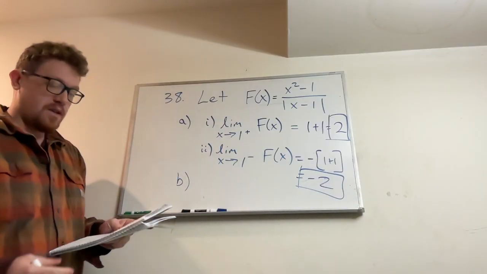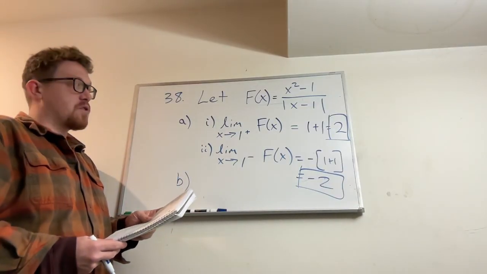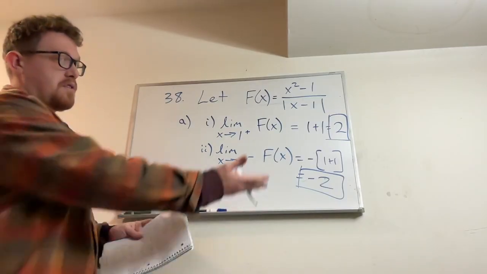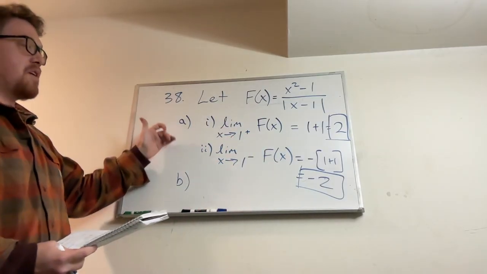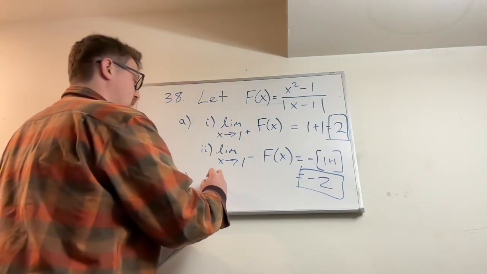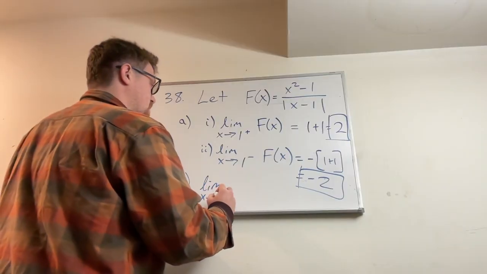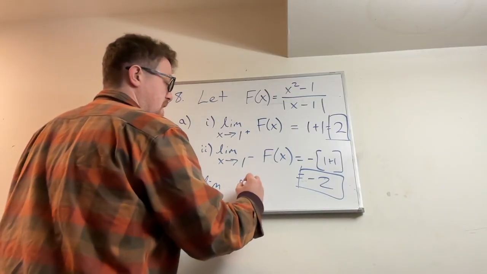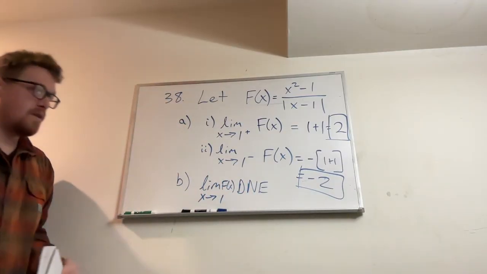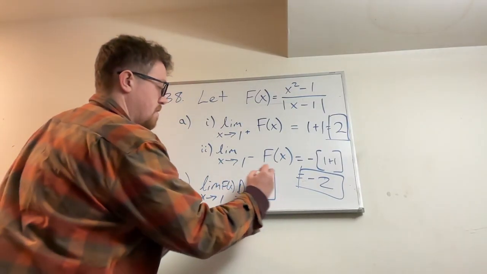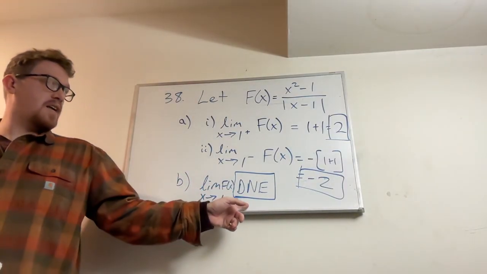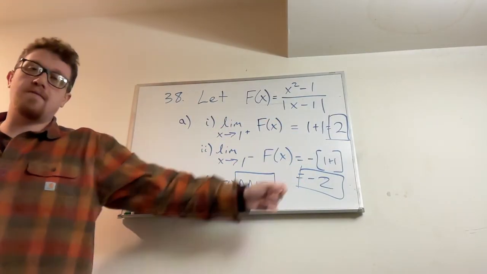Part B asks, does the limit as x approaches 1 of f of x exist? And then we say it doesn't exist, because if it existed, then the left limit and the right limit would be equal. But here they're not equal, so limit as x approaches 1, sometimes we'll write like does not exist. So limit of f of x as x goes to 1 does not exist, because the right limit and the left limit are not equal to each other.